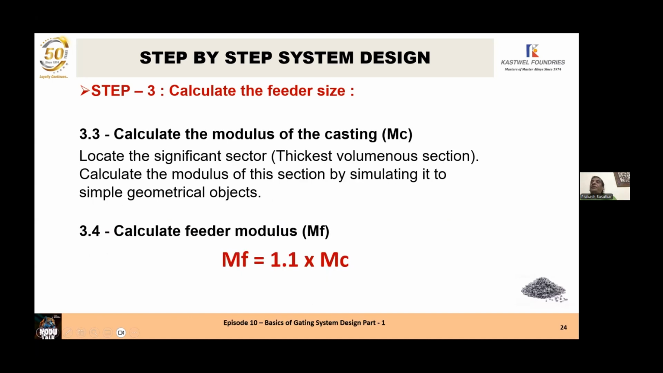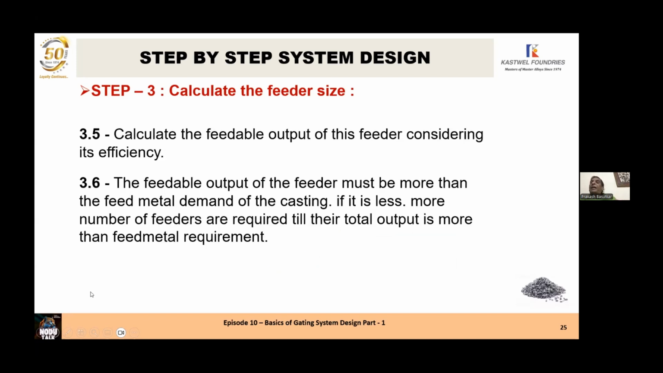Calculate the feeder size. Calculate the modulus of the casting. Locate the significant sector of the thickest dimensional section. Calculate the modulus of this casting by simulating it to a simple geometrical shape. We'll talk about this in the feeder design episode. Just remember that you calculate the modulus of the casting. How to calculate the modulus of the casting, we will see in the next episode. Then calculate the feeder modulus.